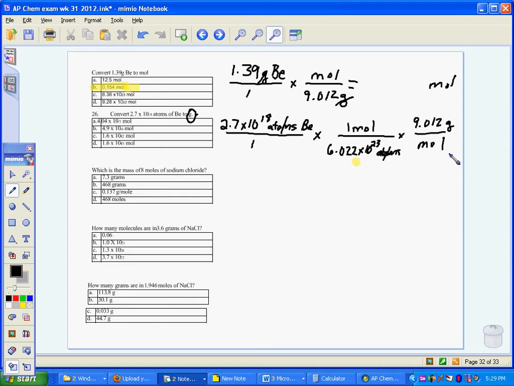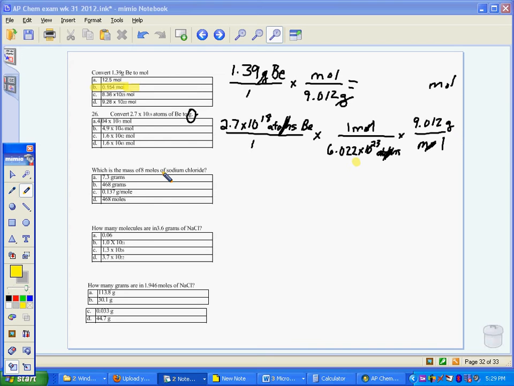Now, I haven't thought much. I'm just going to, not touching my calculator yet, I'm just going to look at my units. I already have my atoms canceled, my moles cancel, and when I'm finished with this problem, I'm going to end up with grams. So I can feel very comfortable at this point knowing that I set my problem up correctly.